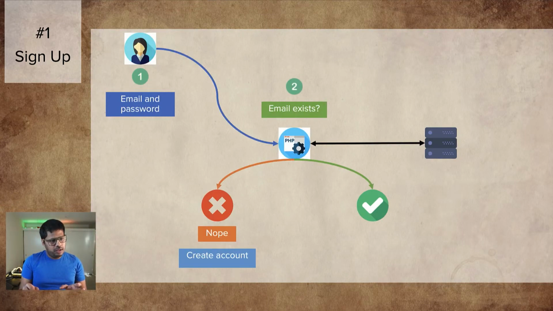Let's look at the same stuff on this step diagram. You can see that the user is supplying email address and password in step number 1. The second step is our PHP application checking whether the email exists in the database or not. It is checking the database. Then based on this outcome, it will create an account or won't create an account.